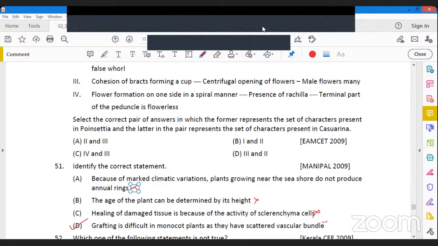Okay, students, we'll stop here. It's time up. In the next class we'll start with a new chapter, that is morphology of flowering plants. So all of you do study for that chapter and come. We'll meet you in the next class, students.